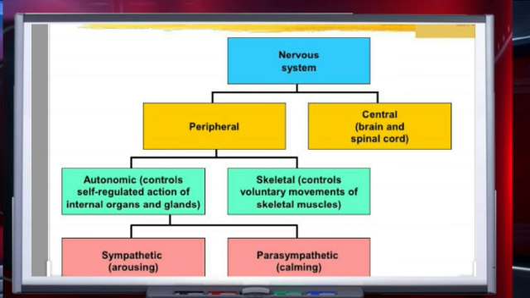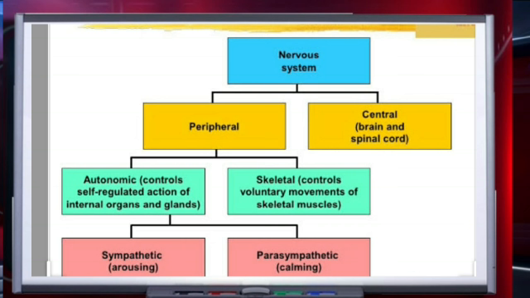This slide shows the flow chart of the human nervous system. All the parts of the nervous system are structurally connected with one another and functionally integrated. This is divided in two important parts, that is CNS, central nervous system, which is made up of brain and spinal cord, and another one is peripheral nervous system.